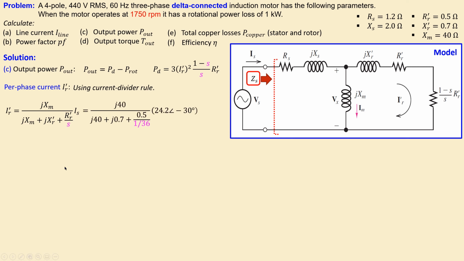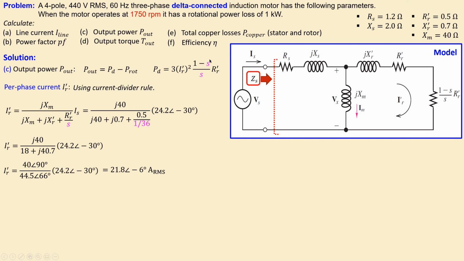If I now just substitute the values here, we know already the IS, and we also know these values from the information here, and also the slip we have determined already. Then we can simplify this using the values here, and the next step is then 21.8 amps in RMS, with a phase contribution of minus 60 degrees.